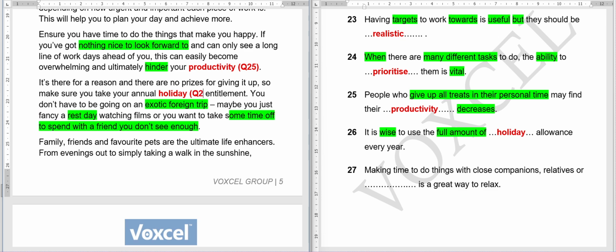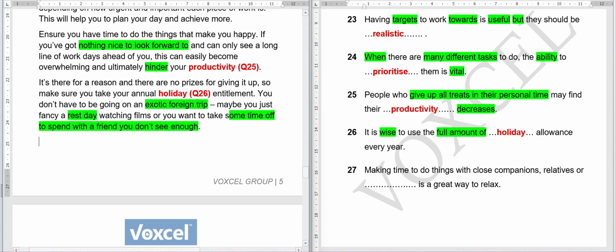Question number 26. I hope it is clear. So here it is written, it is wise, so make sure. Because there are no prizes for giving it up, you should make sure. You should take annual.